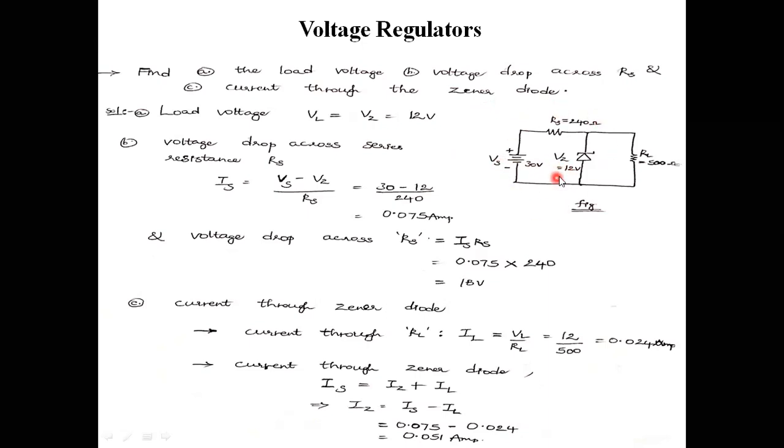Same circuit with some specifications. It is provided with some values here. That is, Vs is 30 volts, RS is 240 ohms. Sorry, VZ is 12 volts, RL is 500 ohms. So like that, it is provided.